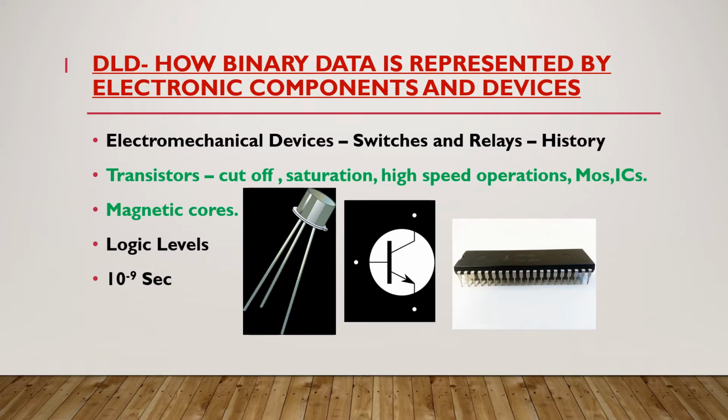First of all, historically we used electromechanical devices to represent binary data, that is switches and relays. Even today, if you turn the switch on and the light is on, that means it is binary 1, and when it is off, that means it is binary 0. Relays you must have seen in your UPSs, they are still being used even today. But this is history, it is not being done today.